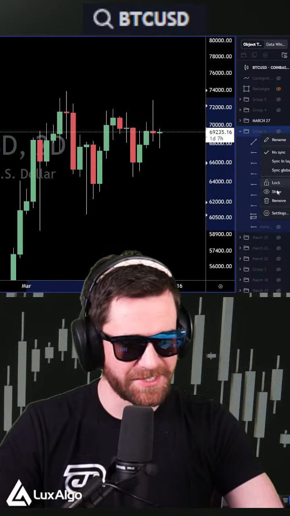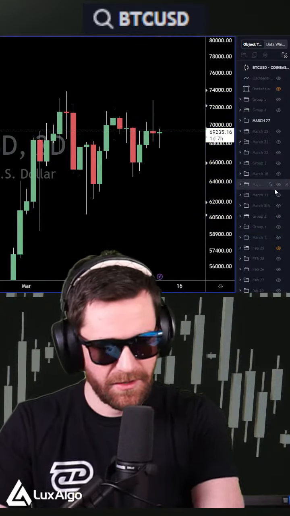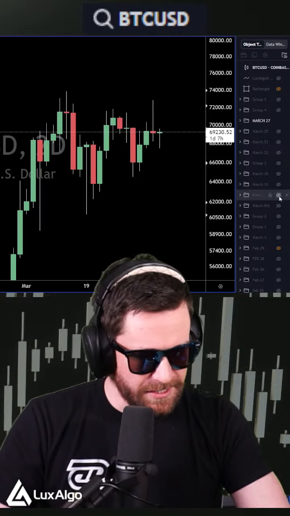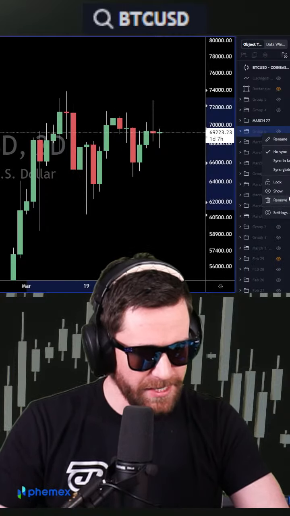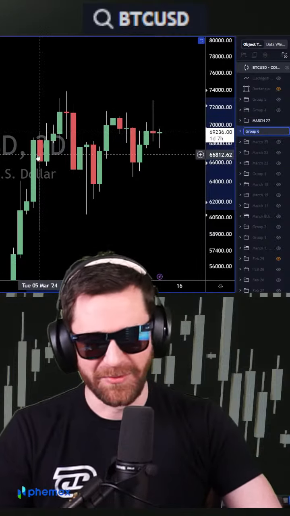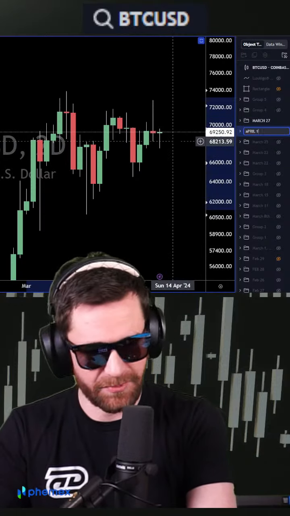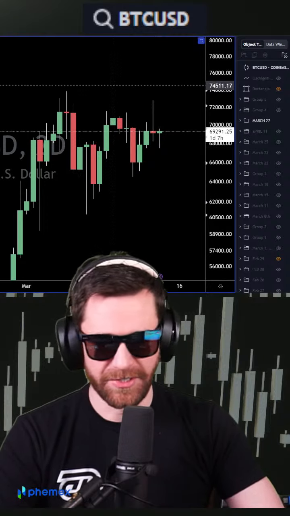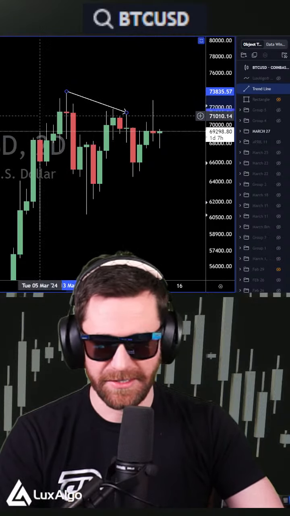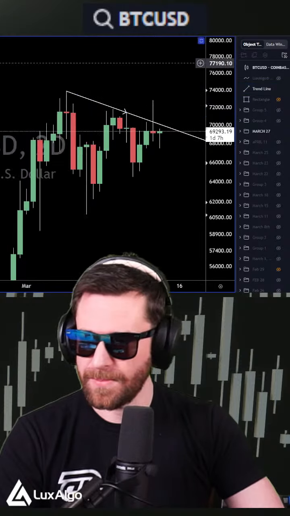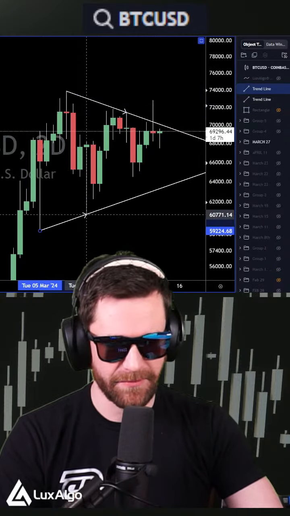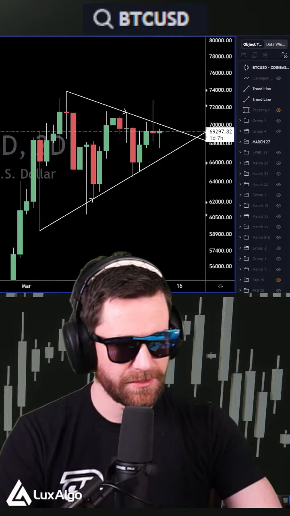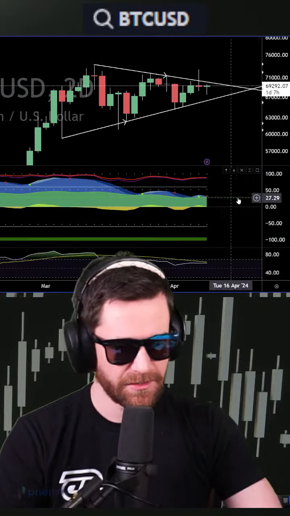There it is. Group 6. Did it do it again? What the heck? Rename. Oh, I keep hitting remove. My bad. Rename. April 11th. There we go. The 2-day really does show the pennant much cleaner. Let's just draw like this. Pennant, flag, whatever you want to call it. I like it from here. There we go. Much clearer.